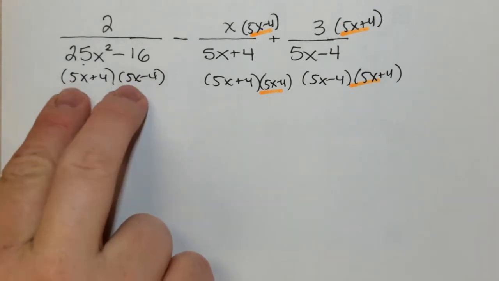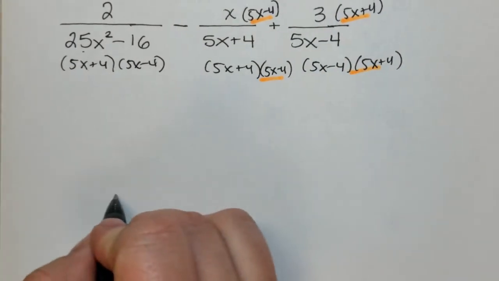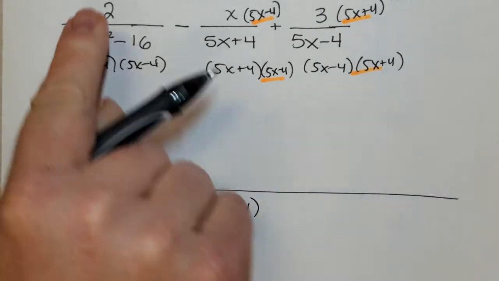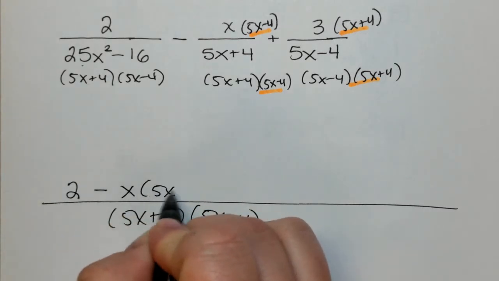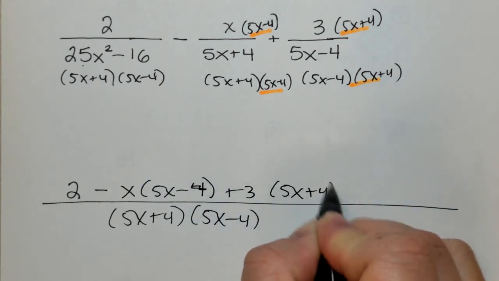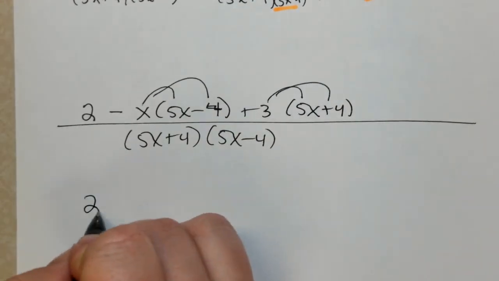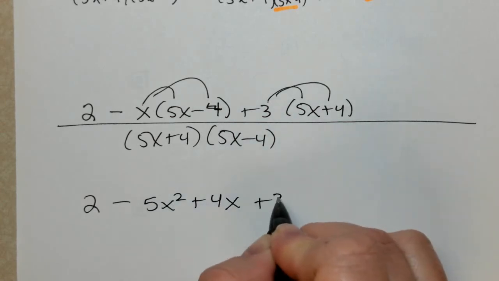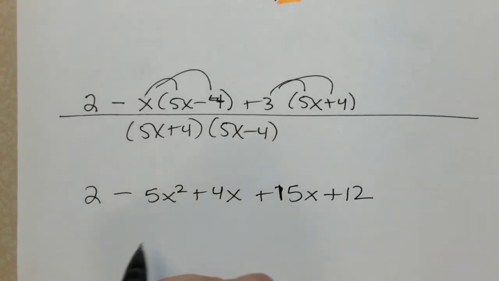Okay, each term has 5x plus 4, 5x minus 4. So down below I can write 5x plus 4, 5x minus 4. Now I have just a singleton 2 on top. Then I have x times quantity 5x minus 4 plus 3 times the quantity 5x plus 4. So I'm going to distribute this negative x and this positive 3. And then I'm going to combine like terms, and I put it in standard form.